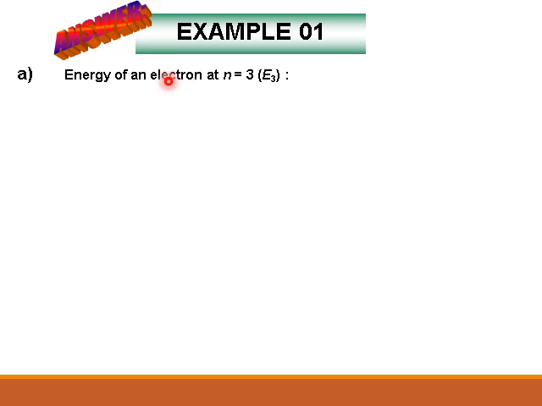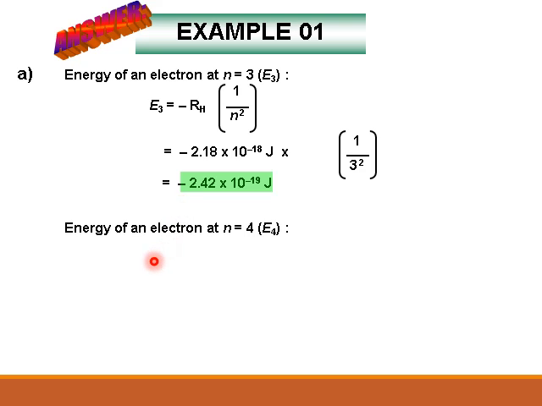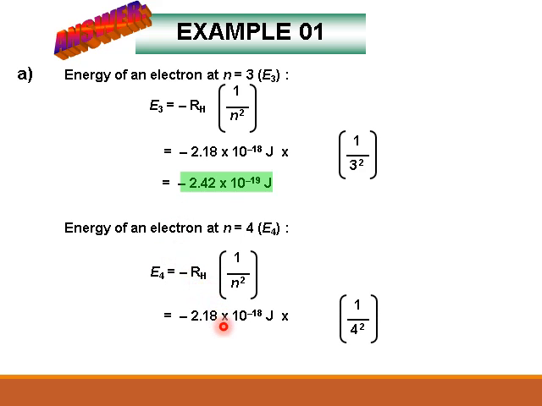For the electron at n equal to 3, we write the formula, substitution, and find the answer with unit. The negative sign refers to energy released. Then the energy of an electron at n equal to 4: formula, substitution, find the answer with unit. So this is the final answer.